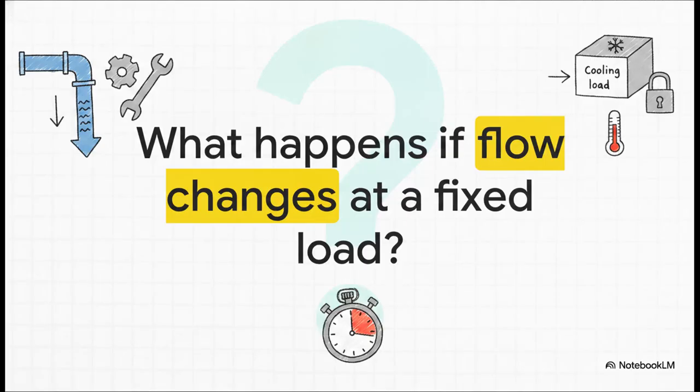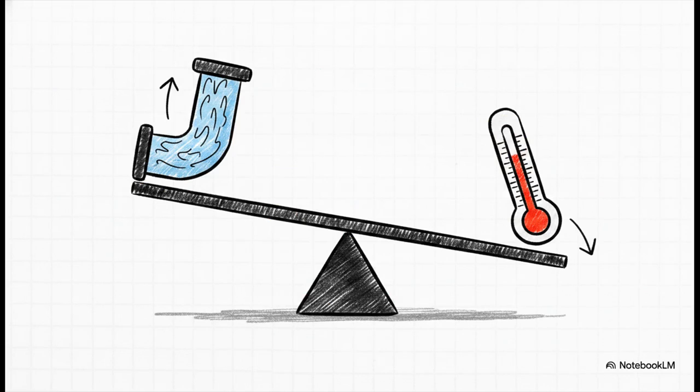Now, let's flip the script for a second. I want you to really think about this. Based on everything we've just seen, what happens if the water flow changes, but our cooling load remains stubbornly fixed at exactly 500 tons? Yep, you guessed it. The temperature difference absolutely must automatically adjust to compensate.